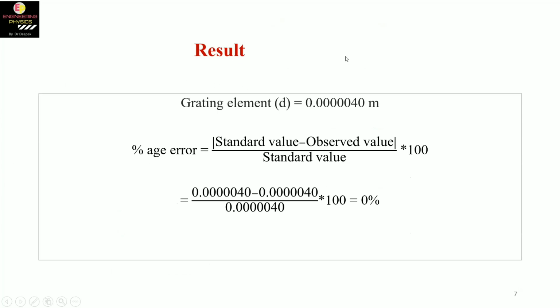So we have a standard reading, and we can calculate the percentage error. What is the formula to calculate the percentage error? The standard value, which we get from 1 divided by 250, minus the observed value that we have in the observation table, divided by the standard value, into 100. After putting in the values, we get a percentage error of 0%.